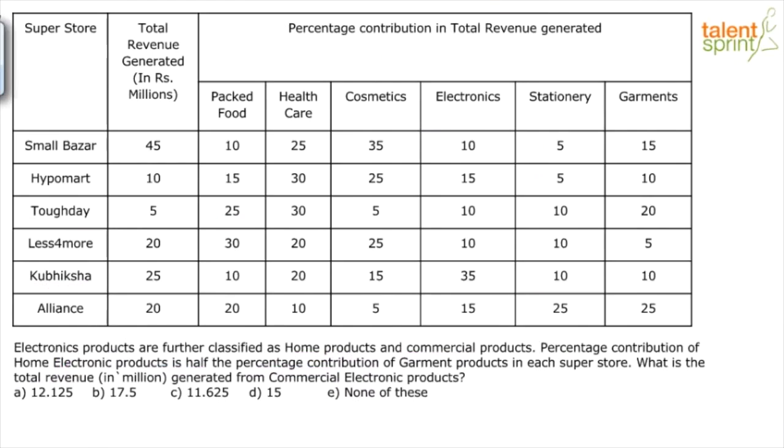Now this is a big one. See what it says. In fact, I want all of you to tell me what you have done to arrive at the answer. I think many of you did not answer this question, but some of you did, and you said the answer is 11.625. So what did you do to get the answer? The question says, electronics products are further classified as home products and commercial products. Percentage contribution of home electronic products is half the percentage contribution of garment products in each superstore. So what is the total revenue in million generated from commercial electronic products?